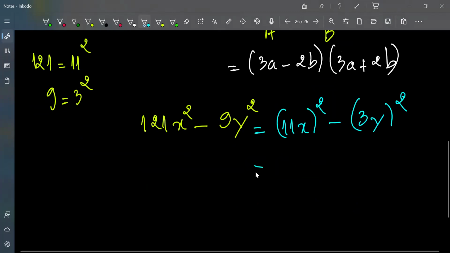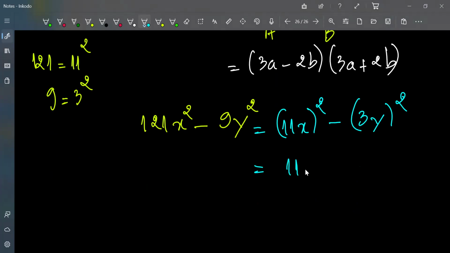So now it's written as 11x minus 3y multiplied by 11x plus 3y.